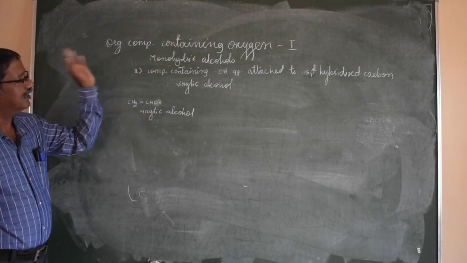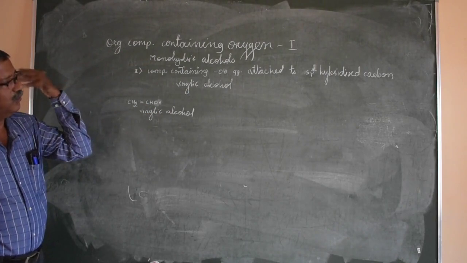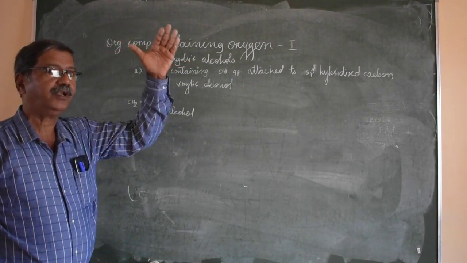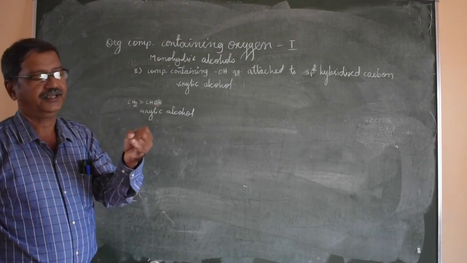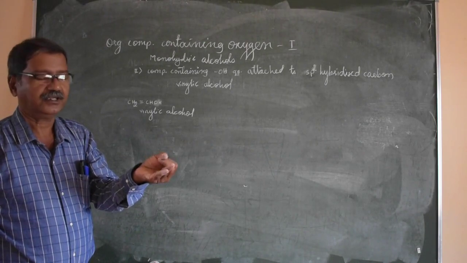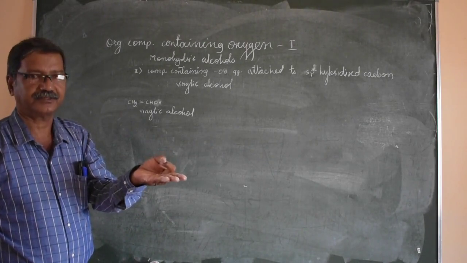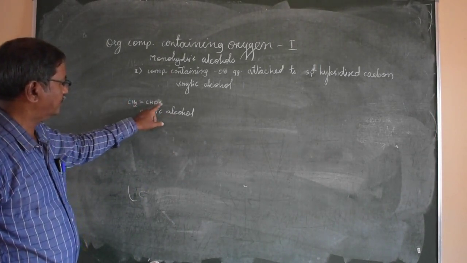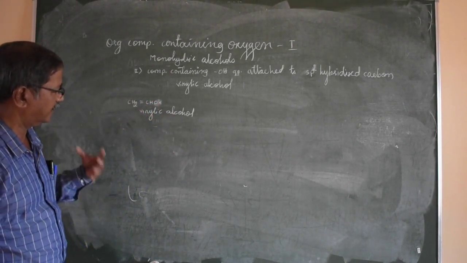In the first case, we studied the compounds containing OH group attached to sp3 carbon. There we have many categories: saturated alcohols, allylic alcohols, and benzylic alcohols. So here there is only one example, that is OH attached to the double bonded carbon.